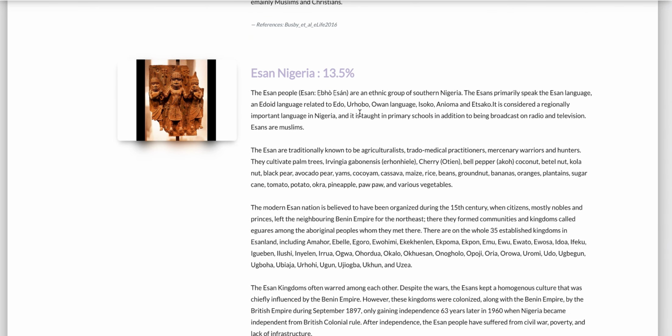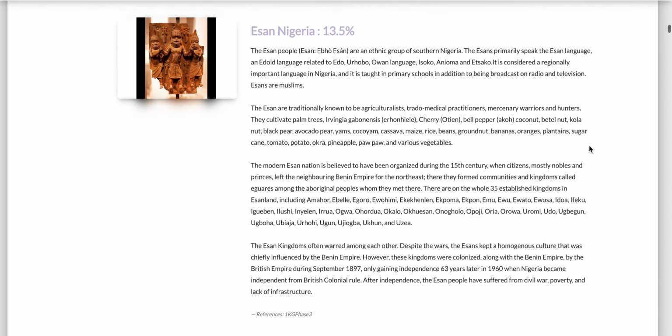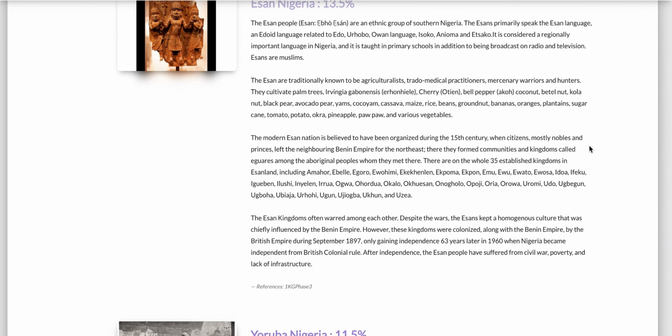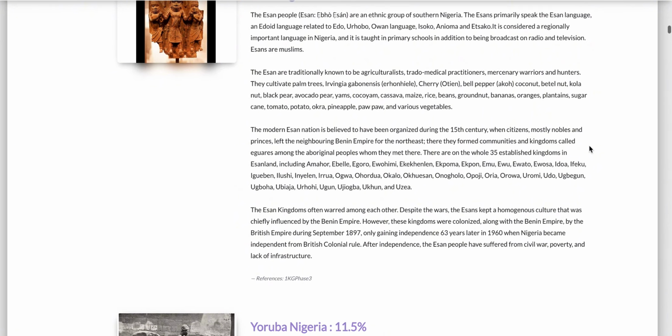The Isan people, very close to the Igbo name, are an ethnic group of southern Nigeria. The Isans primarily speak the Isan language, an Iroid language related to Edo. It is considered a regionally important language in Nigeria, and it is taught in primary schools in addition to being broadcast on radio and television. Isans are Muslim. The Isans are traditionally known to be agriculturalists, trado-medical practitioners, mercenary warriors, and hunters. They cultivate palm trees and other fruits and vegetables.